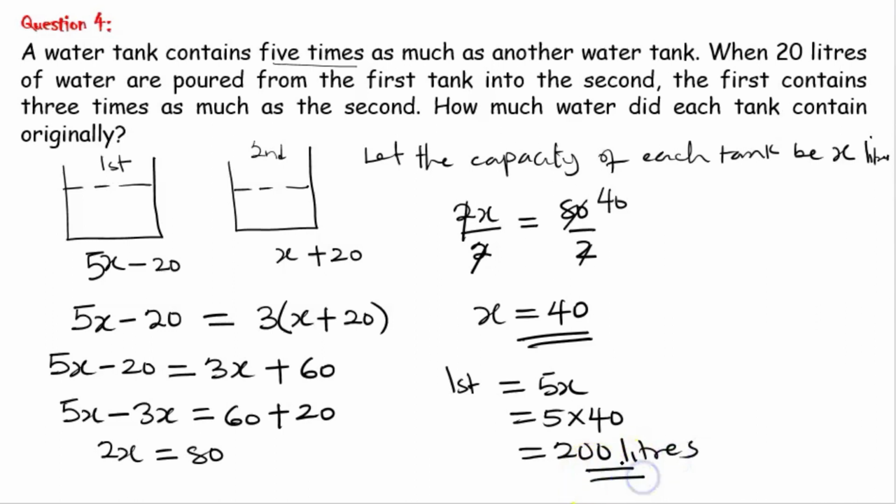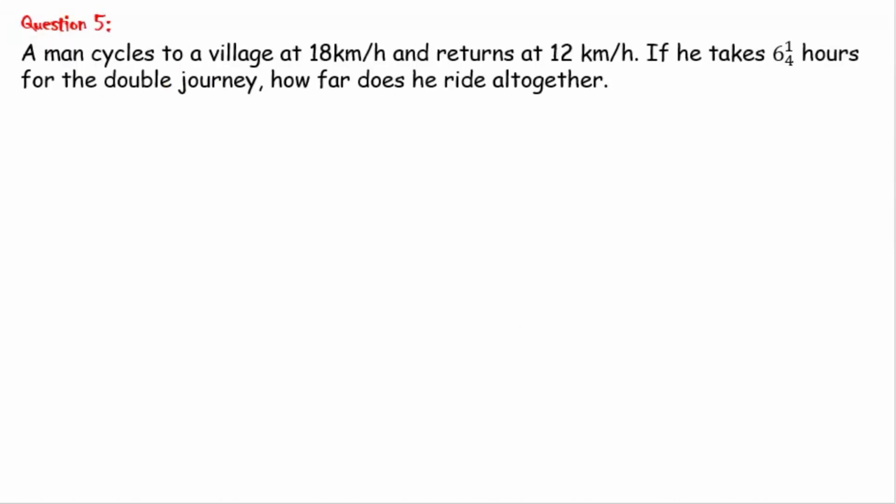So actually the first tank contains 200 liters, while the second tank contains just x, and our x happens to be 40, which is 40 liters. All right, so the first tank contains 200 liters, while the second tank originally contains 40 liters. All right, so let's look at another question as we proceed further. All right, this is question 5.